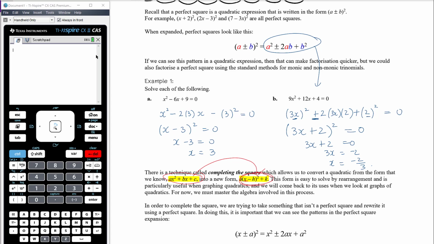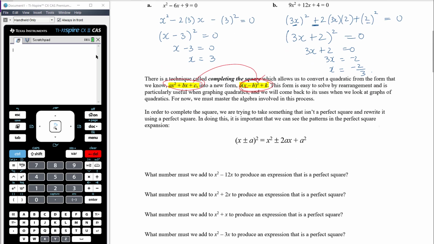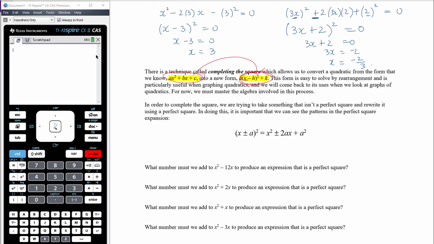Okay, so the key process of completing the square is the perfect square. We're trying to take something that isn't a perfect square and rewrite it using a perfect square. So we see that in this form here, we've got this perfect square sitting in there. We want to create that perfect square, and then the other things will just fall into place around it in order to keep it still the same as the original quadratic. So it's important that we can see the patterns in the perfect square expansion.